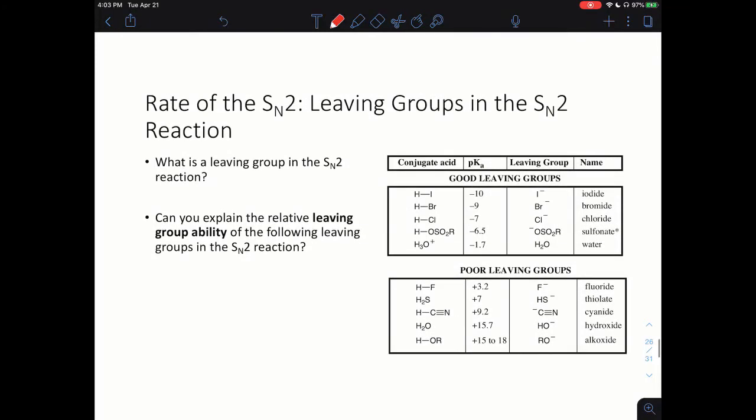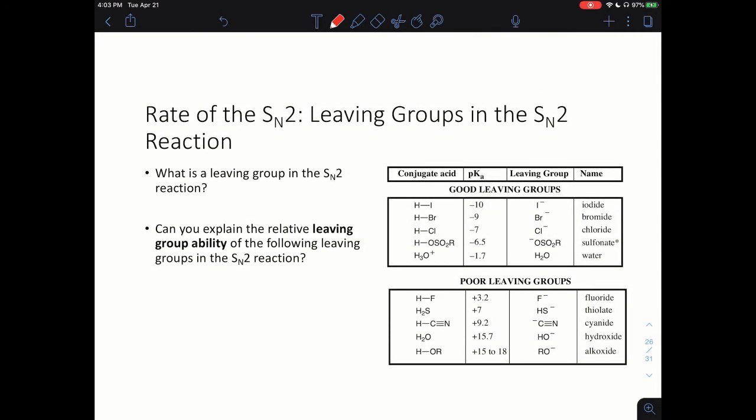Okay. So what is the leaving group in an SN2 reaction? Well, it's the halogen that's bonded to the alkyl halide, right? So whatever X minus is, that is the leaving group. Sometimes I abbreviate it as LG. Actually, I always abbreviate it as LG. So leaving group, LG. So X minus.